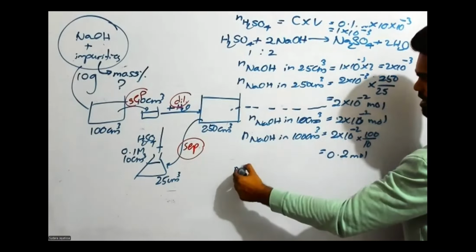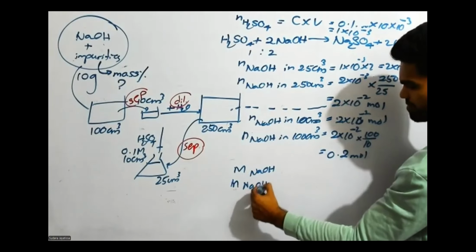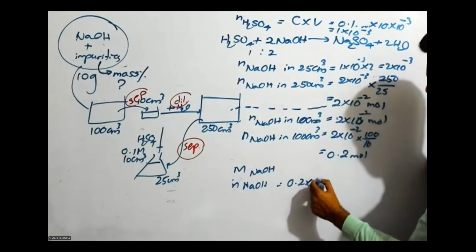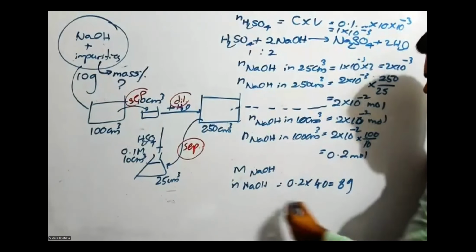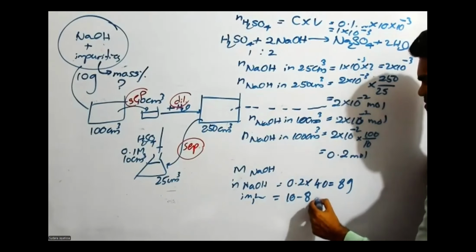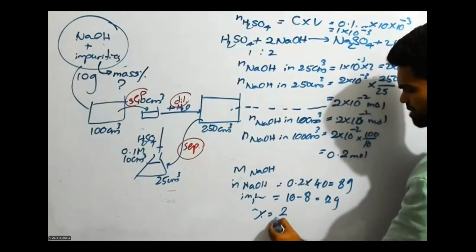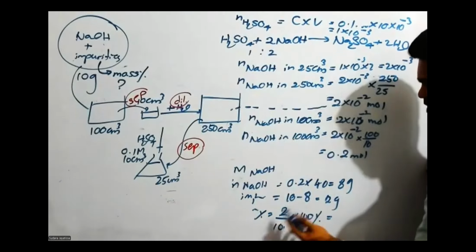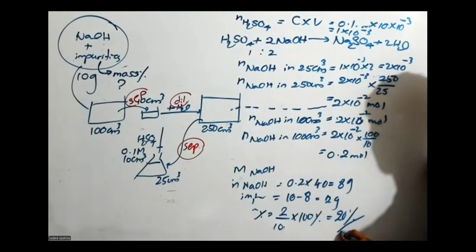Then you can find the molar mass of sodium hydroxide. To find the mass of sodium hydroxide, simply multiply this value by the molar mass, 40. You get 8 grams. So what is the impurity mass? Impurities are 10 minus 8, 2 grams. So the impurity percentage is 2 grams over 10 into 100. From the total grams, 2 grams are impurities. So 20% is the answer.